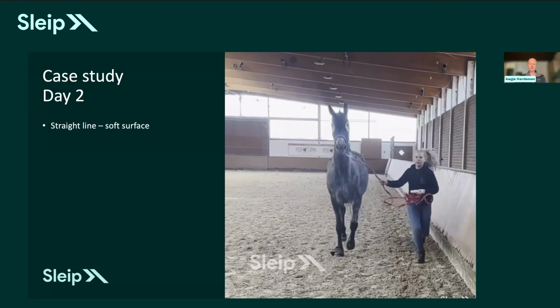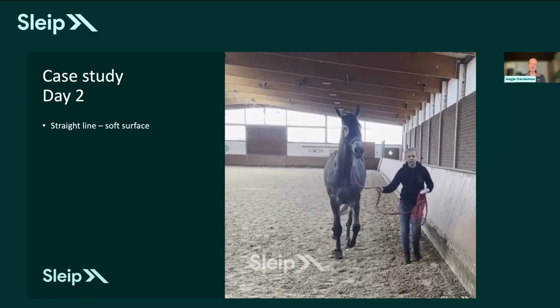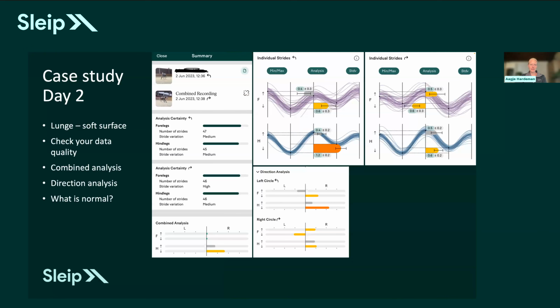Hopefully I hear a lot of people saying, yeah, I only saw the straight line now. I want to see the lunge as well. And yeah, I think that's very important. Of course, the straight line gives you a lot of information already, and data interpretation on the straight line is literally much more straightforward, but the lunge plays an important role as well.